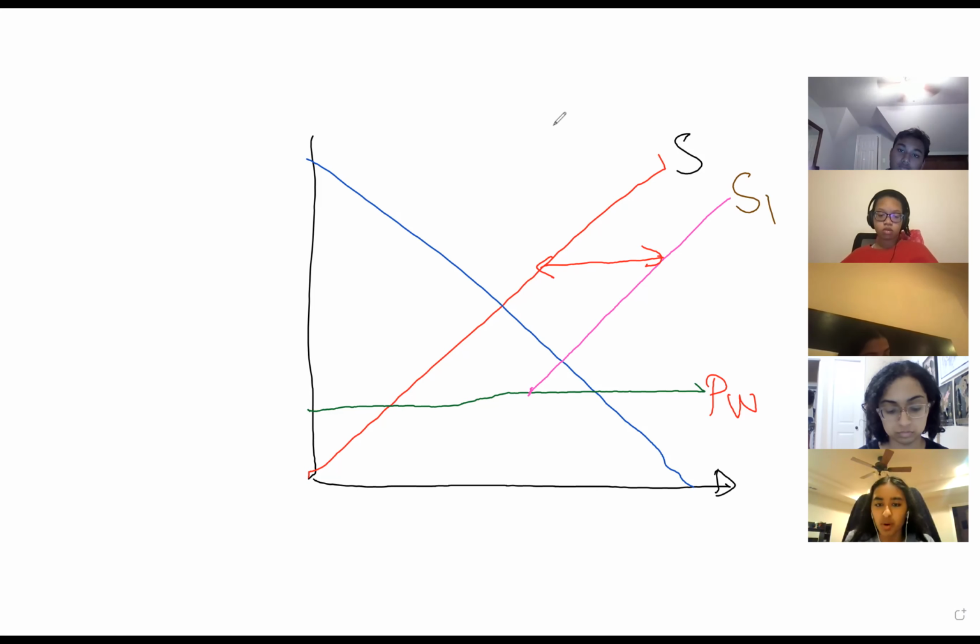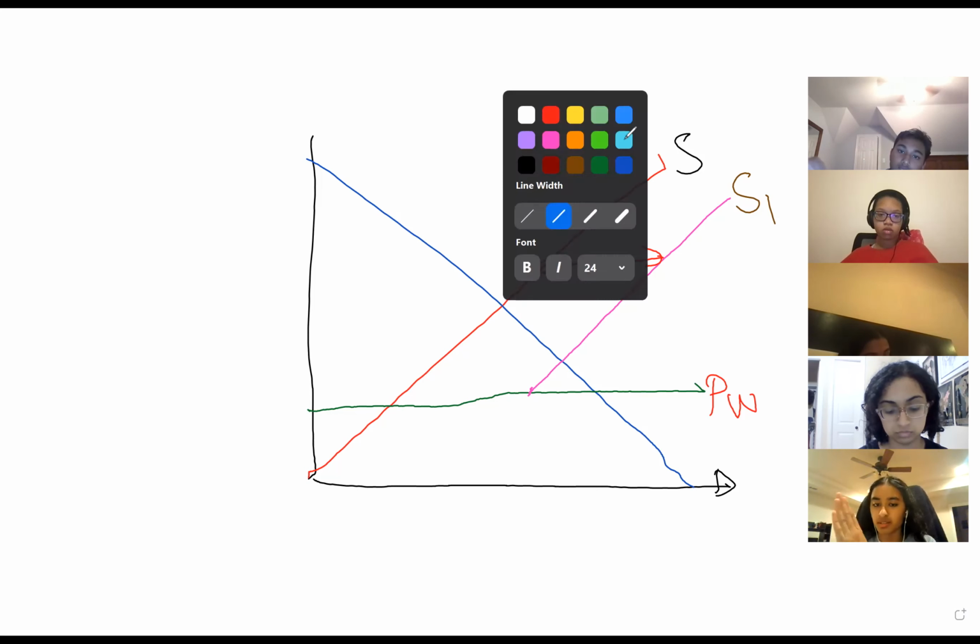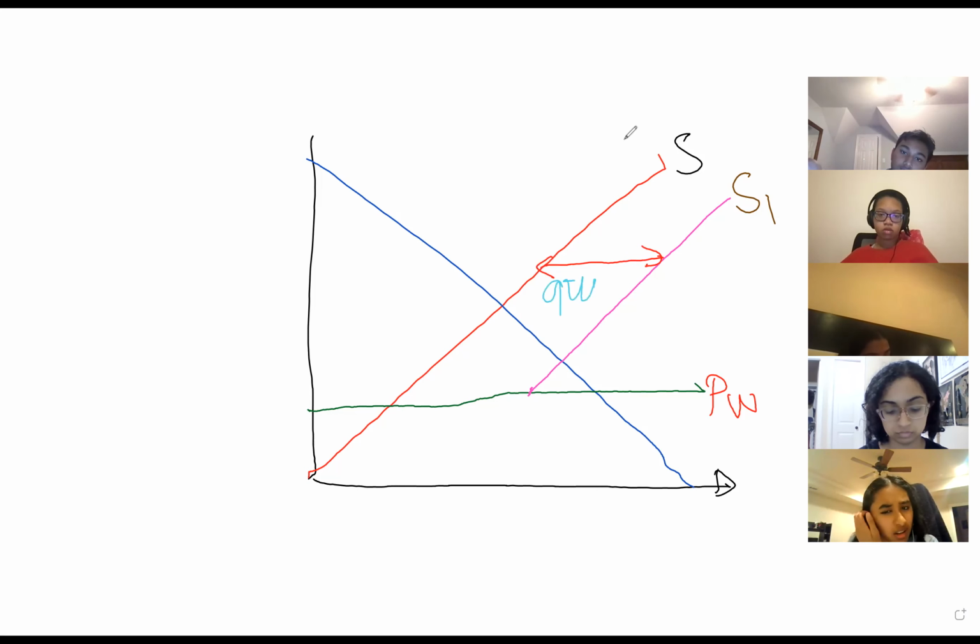This is just a question. Why are we shifting down? Because there's more quantity demanded? Yeah, that's a good question. I know that's right, but I don't know why. So you're limiting the quantity that is imported, right?